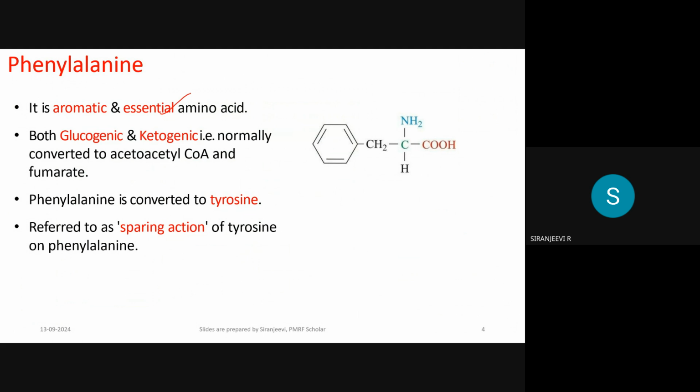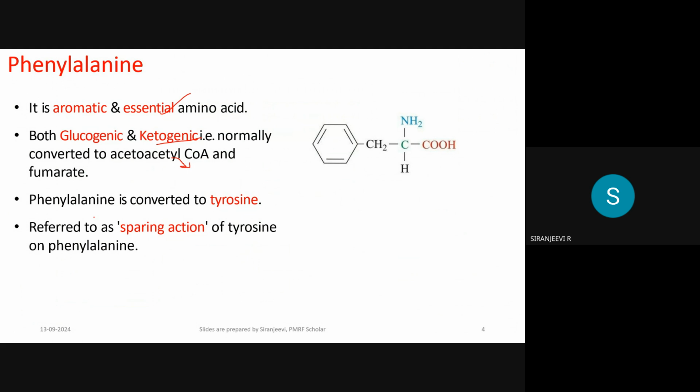We have seen in the last week what glucogenic means. Glucogenic amino acids will produce intermediate precursors of the TCA cycle or glycolysis pathway to produce glucose as a final molecule through gluconeogenesis. And there are certain molecules that will produce acetyl CoA and act as ketogenic amino acids, because they form ketoacids as a final product. And this phenylalanine is converted to tyrosine.